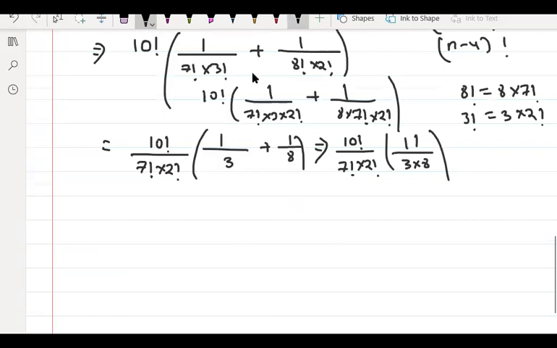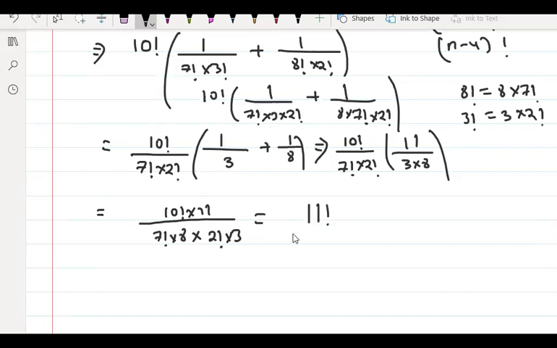Okay. Now let's see this. If you see this, we already got the answer. 10 factorial into 11 divided by 7 factorial into 8 into 2 factorial into 3. Tell me what it is. Isn't it 11 factorial divided by 8 factorial into 3 factorial? Yes or no?